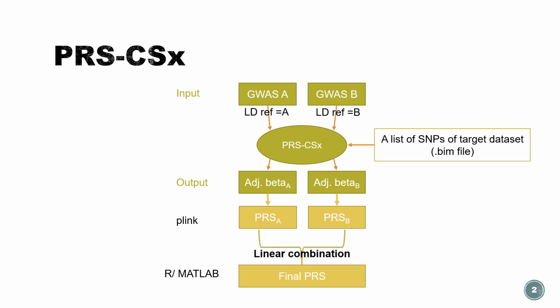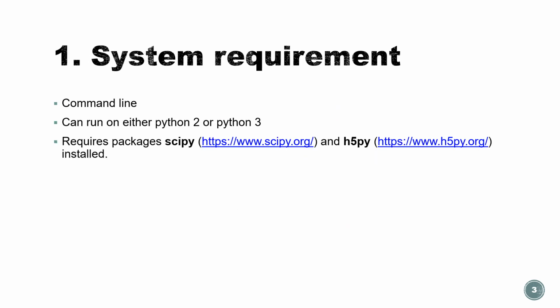Next, you calculate the PRS of your target sample based on each set of the adjusted effect size. Usually, this is done by Plink. Finally, you linearly combine the PRS from different population GWAS using software like R or MATLAB and predict the phenotype with the final resulting PRS. You can also add more GWAS so that hopefully you can have a better result. Now let's see how to run PRS-CSx step by step.